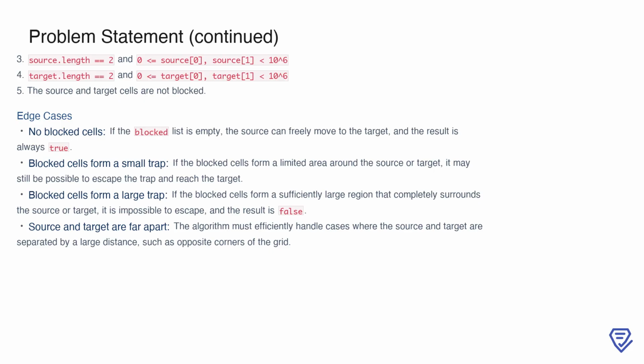Edge cases include scenarios where there are no blocked cells, which means the result is always true since the source can freely navigate to the target. When the blocked cells form a small trap, the source can often escape, but if the blocked cells form a large enough region to completely surround the source or target, escape becomes impossible. Finally, the problem must efficiently handle cases where the source and target are very far apart, such as being located in opposite corners of the grid. These considerations will influence how we approach solving the problem and designing an algorithm to handle all possible scenarios.